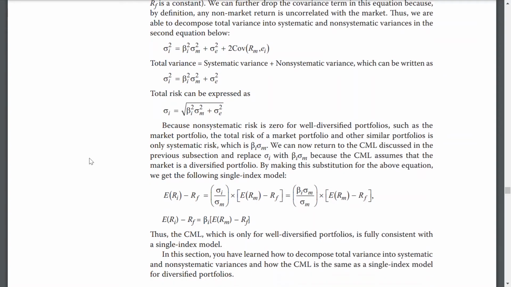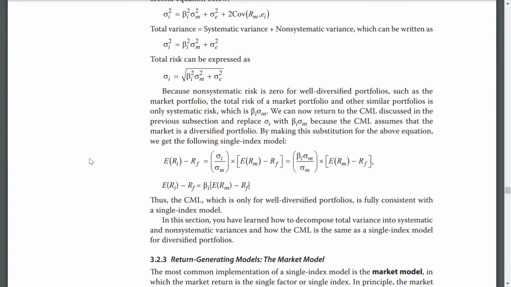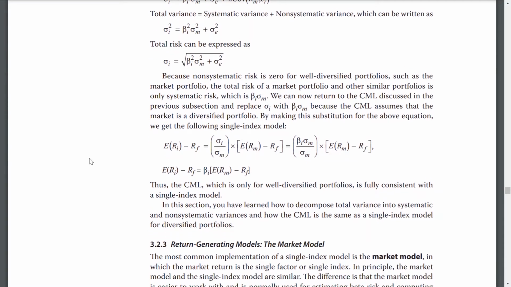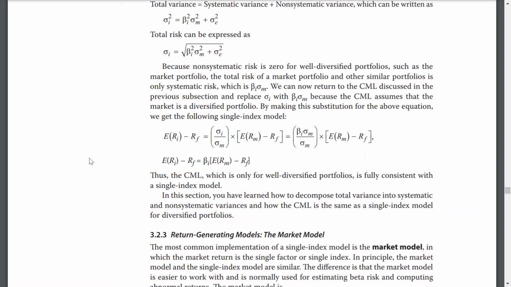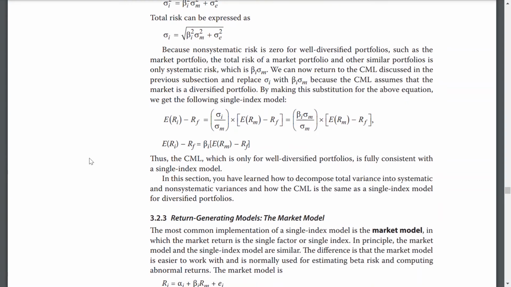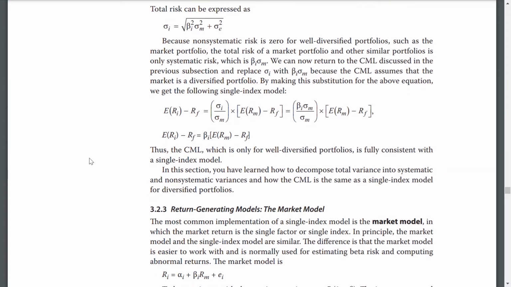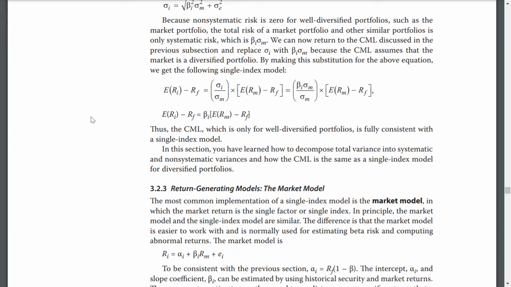Because non-systematic risk is 0 for well-diversified portfolios such as the market portfolio, the total risk of market portfolios and other similar portfolios is only systematic risk, which we can now return to the CML discussed in the previous subsection and replace. Because the CML assumes that the market is a diversified portfolio, by making this substitution in the above equation, we get the following single index model.